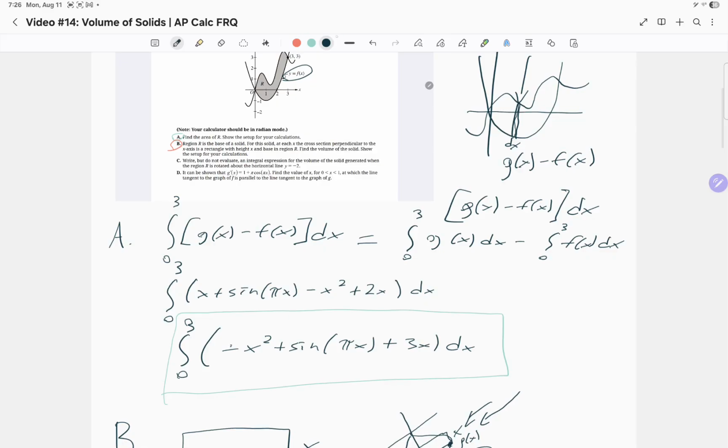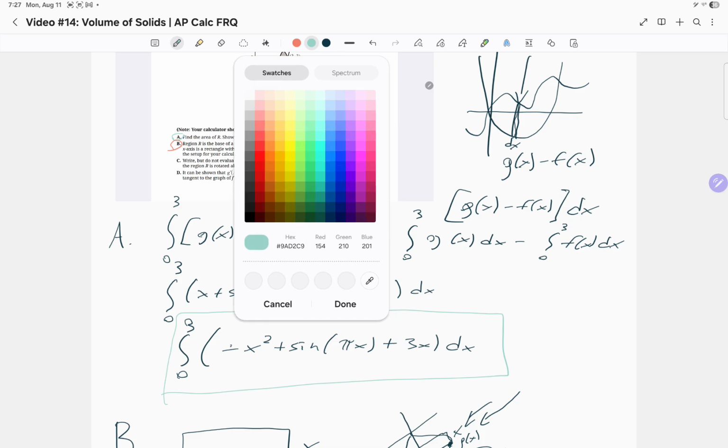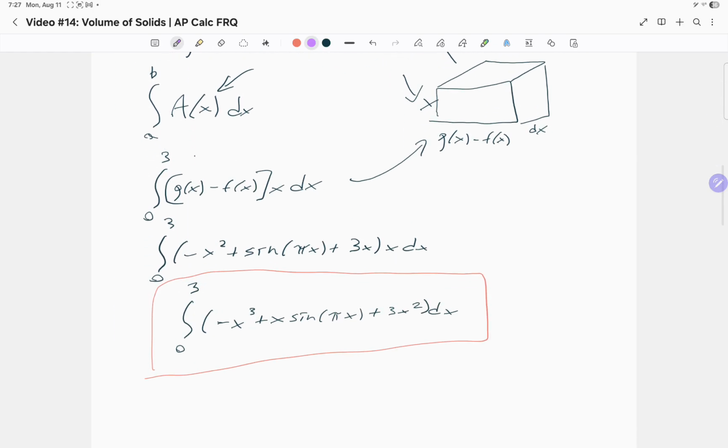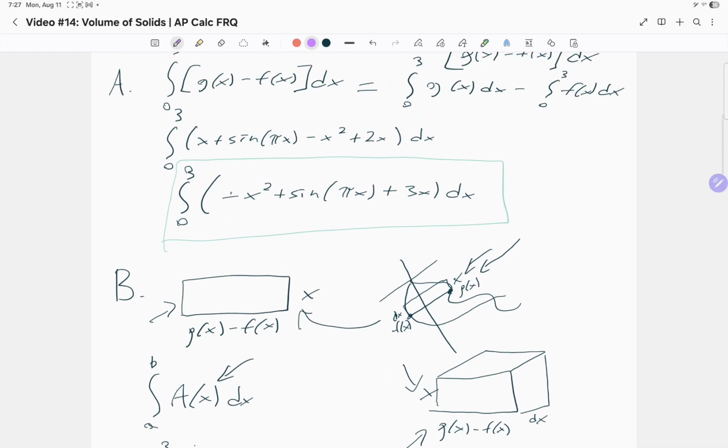Now for part C, I'm going to use a different color. How do I change color? Sorry, give me a moment. I'll go to orange now. Actually, no, I'll use purple. I like purple. Done. Purple's my color now. Okay, on to part C.